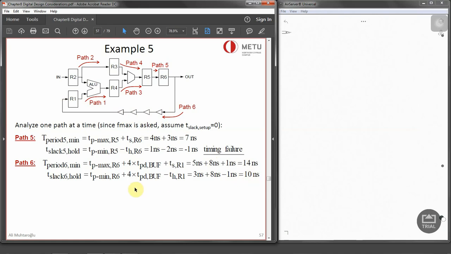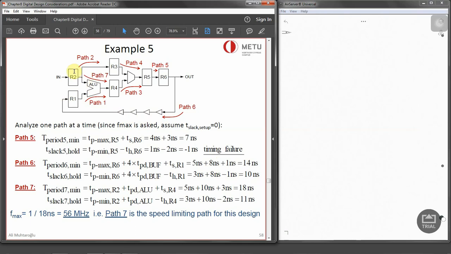And the last one is path 7. So R2 to R4, we have got R2 max plus the ALU's propagation delay plus the setup time of R4, which will give us 18 nanoseconds. And the hold time is the minimum of R2 plus the propagation delay of the ALU and minus the hold time of R4. Now that will give us 11 nanoseconds.